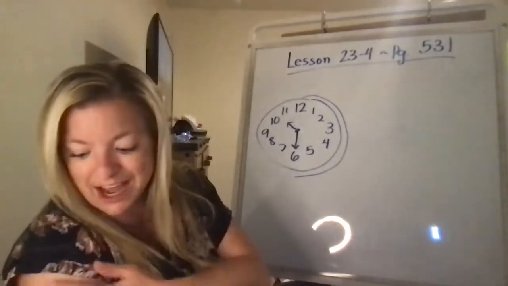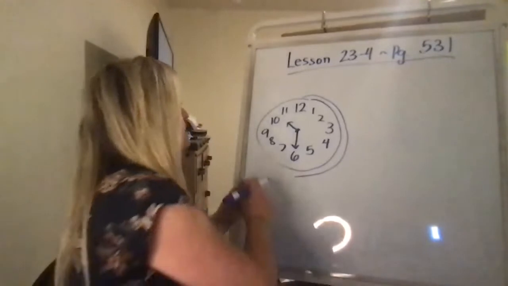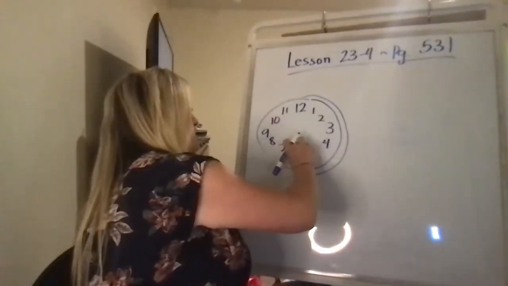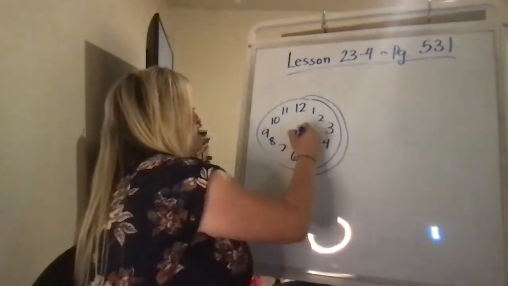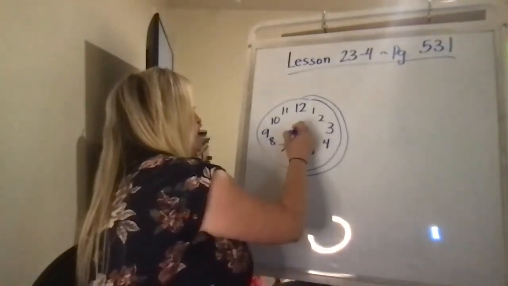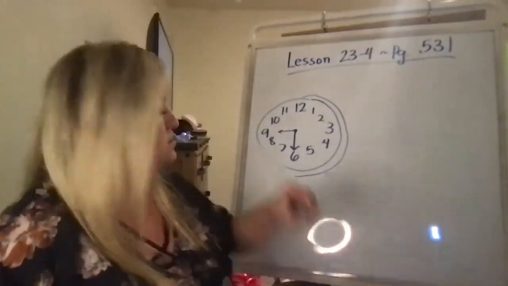Number 5, it is 8:30. That means it is blank minutes after 8 o'clock. So I'm going to draw 8:30. 30, remember, goes down there. And my hour hand is almost to the 9.